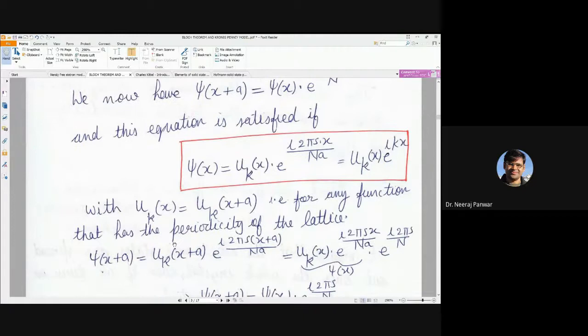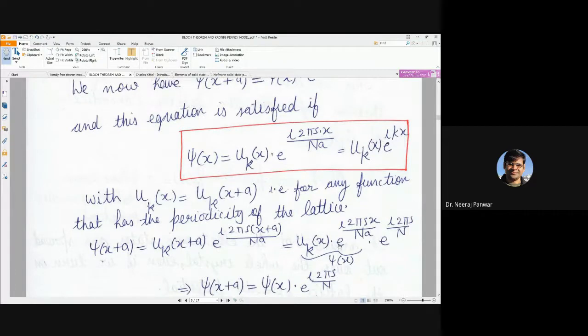So we write psi x plus a is equal to u x plus a e to the power 2 pi s, and in place of x we write x plus a divided by Na, which can be expanded as, because u x plus a is equal to u k x, so we have written here u k x times, we can separate the two sums in the exponential. So one would be e to the power i 2 pi s x upon Na, and the second term is e to the power i 2 pi s upon N. And what is this?